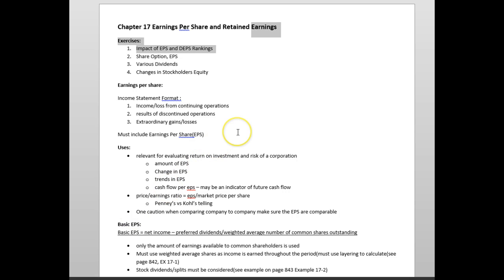Hi, here we are at Chapter 17 on earnings per share and retained earnings. So we're going to look at the equity section of the balance sheet and take a look at the income statement for earnings per share. The exercises we're going to be looking at are the impact of earnings per share, or EPS, and the diluted earnings per share, and the rankings and how we pull those out. We'll also look at share options, various types of dividends, and then the changes in stockholders' equity.